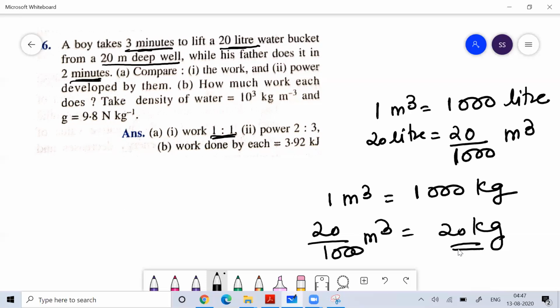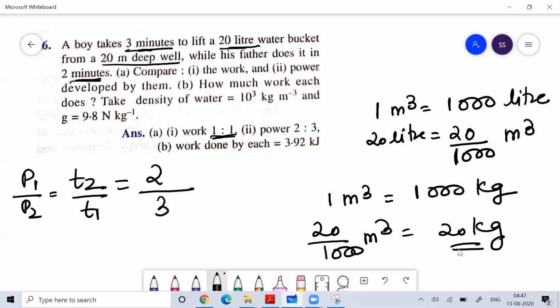Then power developed by them. So here work done is same. So the power ratio would be T2 by T1. T2 is 2 minute and T1 is 3 minute, and minute you can convert into second, and so minute, second, second get cancelled. So P1 is to P2 will be equal to 2:3. Then how much work each does. So both are doing the same work.